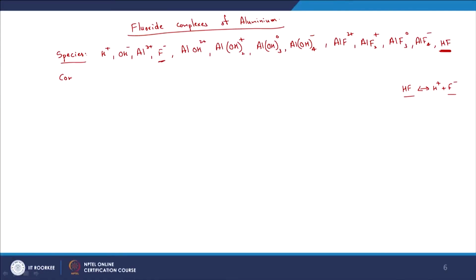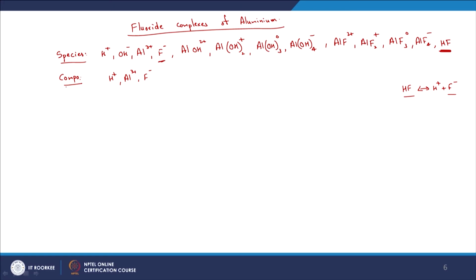So depending on the situation, which is the case here, you will also need to look at the relevant acid-base reactions too. So let's just have the formation reactions. Before that, obviously we need to write the components. And the components are going to be H plus, Al3 plus, and F minus. And with just these three components, we can form all the other species.